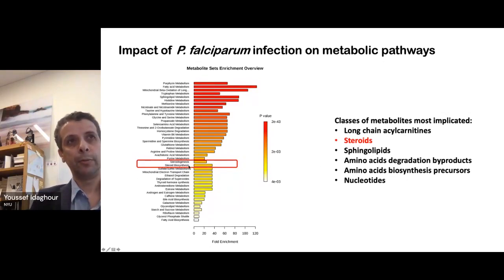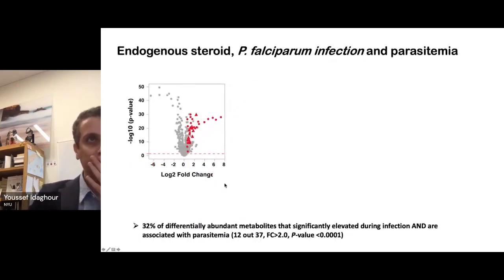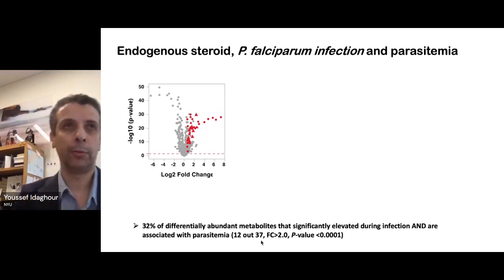And this is also a take-home message to not always focus just on the pathways that are the most significant. Sometimes you can have a really strong biological signal in pathways that are not necessarily the most significant. Okay, so when we look at steroids, they are actually the most abundant class of molecules that is differentially abundant. And when we look specifically at those that are associated with parasitemia and that are elevated, we've detected 12 out of 37 being in this class, which means upregulation and association with parasitemia.